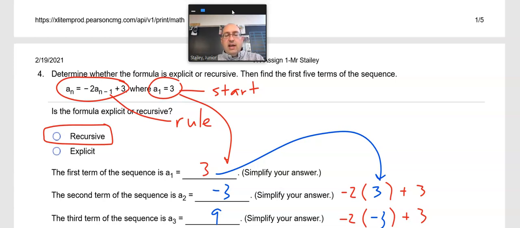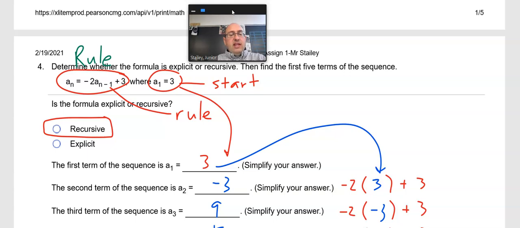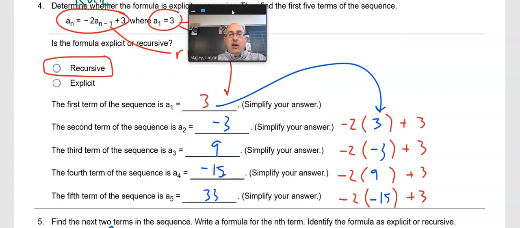If you take a look at it, it has the starting term, 3, and then it has a rule to find the next term. Well, that sounds like a recursive one to me. And you can see that it is multiplying the previous term by -2 and adding 3. Okay, so let me show you exactly how to use the formula. We know we're starting with 3. According to the rule, you take -2 times the previous term, and then you add 3.